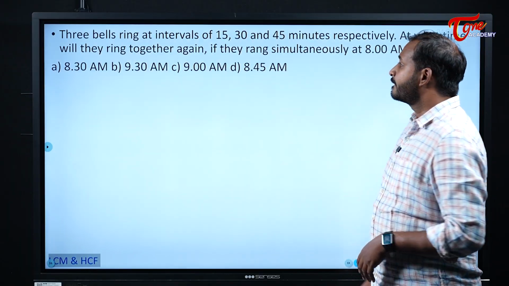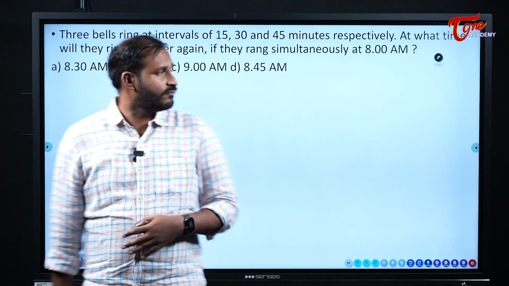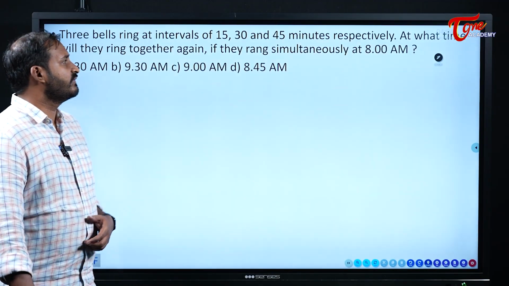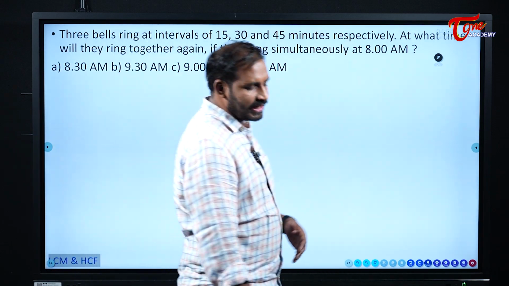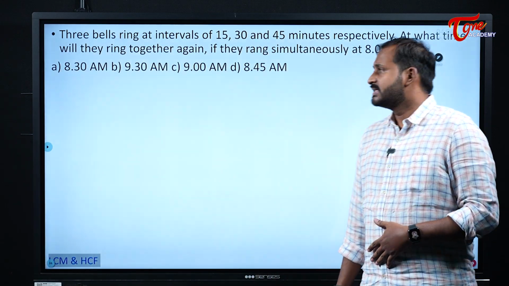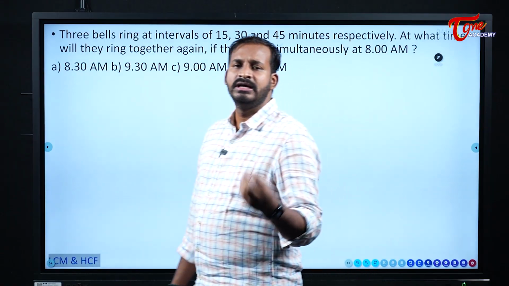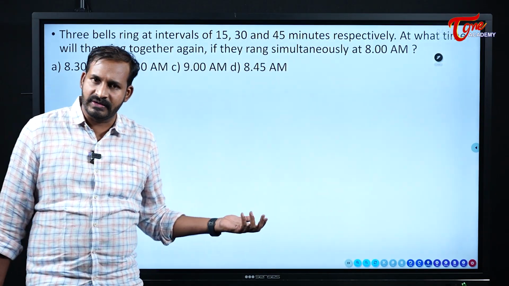Next one. 3 bells ring at an interval of 15, 30 and 45 minutes respectively. At what time will they ring together, if they rang simultaneously at 8 a.m.? There are 3 bells for us. See here students, this process is nothing but the LCM process, which we have seen in our previous session also.